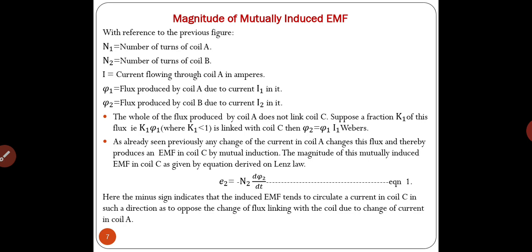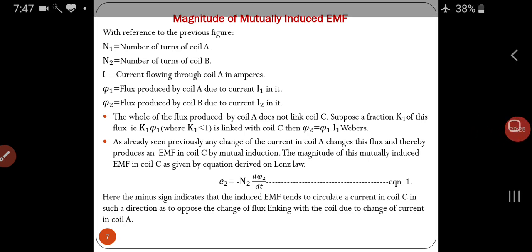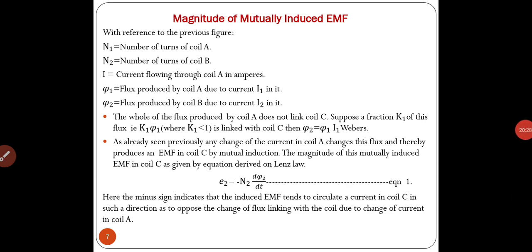As already seen previously, any change of current in coil A changes this flux and thereby produces an EMF in coil C by mutual induction. The magnitude of this mutually induced EMF in coil C is given by the equation derived from Lenz's law, that is E2 is equal to minus N2 into d Phi2 by dt. We can find the derivative of the changing secondary flux Phi2 with respect to time, and E2, the EMF induced in the secondary coil, is given by the number of turns in the secondary coil and d Phi2 by dt.